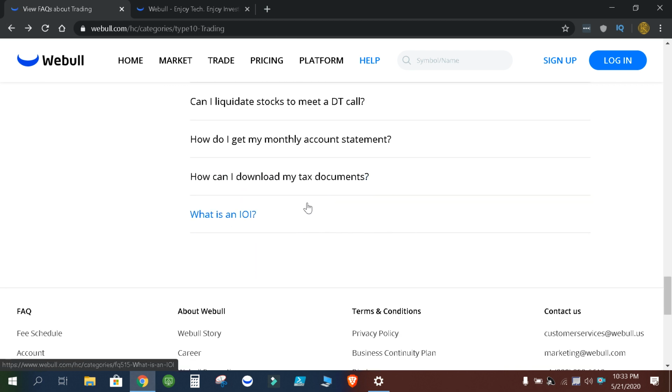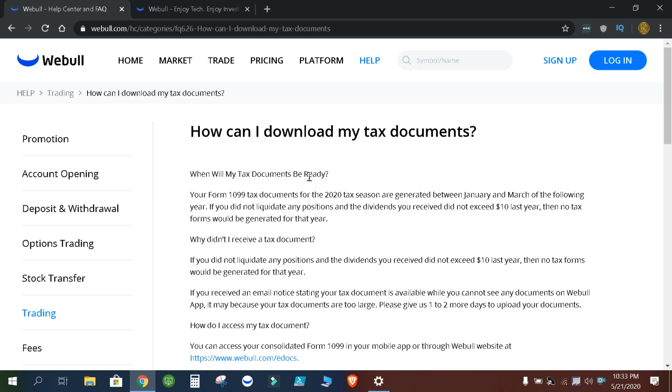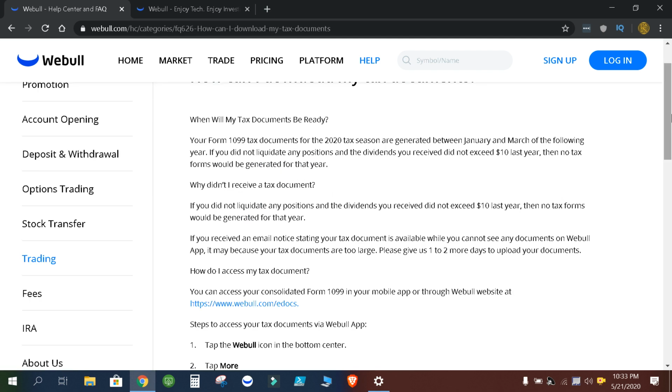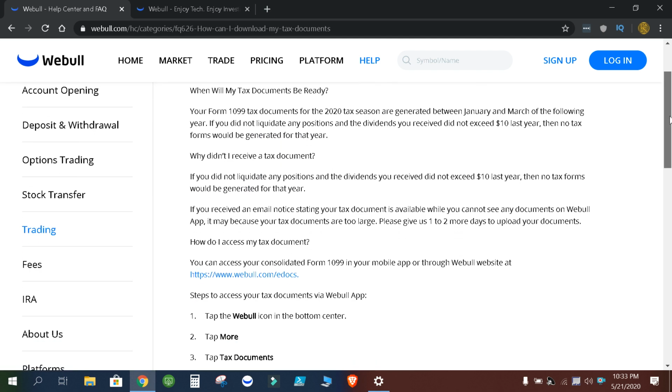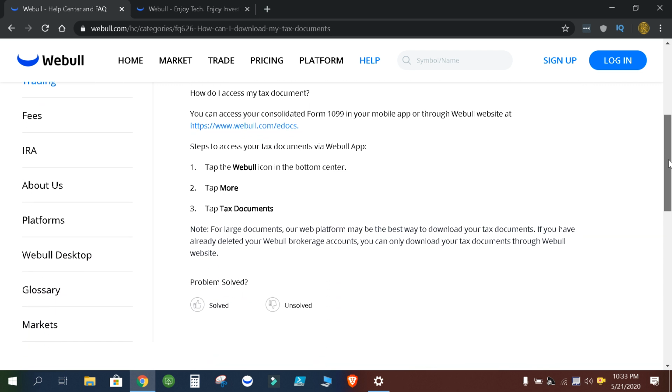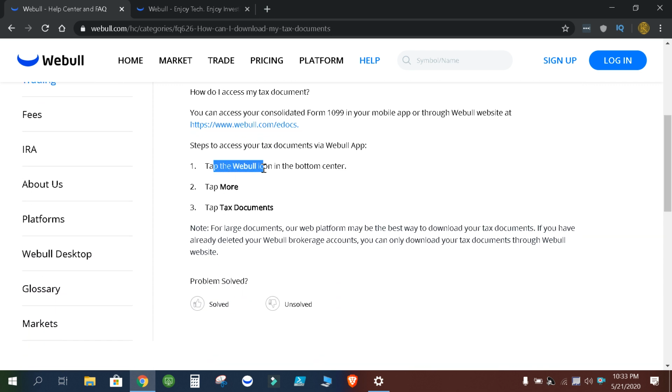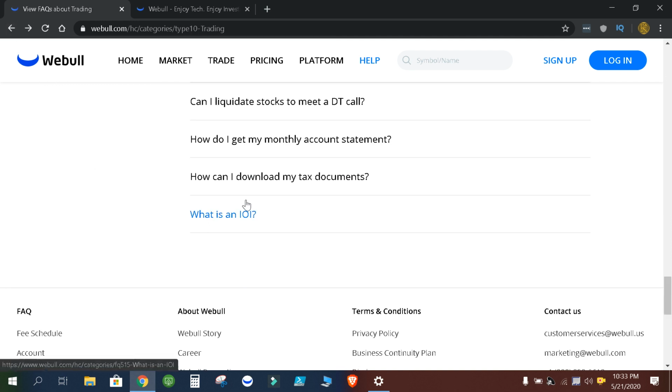All right. Tax documents. I know this is one of the things people dread to go over, right? Because either it has to do with you losing money or making a lot of money. But if you're interested in your tax documents, go to the Webull icon, go to More, go to Tax Documents, kind of self-explanatory.